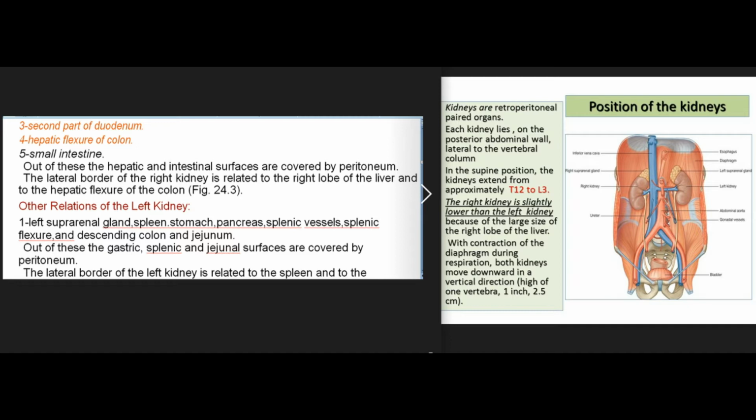Other relations of the left kidney. 1. Left suprarenal gland. Spleen. Stomach. Pancreas. Splenic vessels. Splenic flexure and descending colon and jejunum. Out of these, the gastric, splenic, and jejunal surfaces are covered by peritoneum. The lateral border of the left kidney is related to the spleen and to the descending colon.